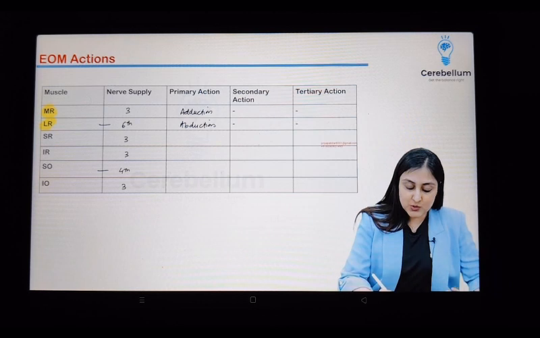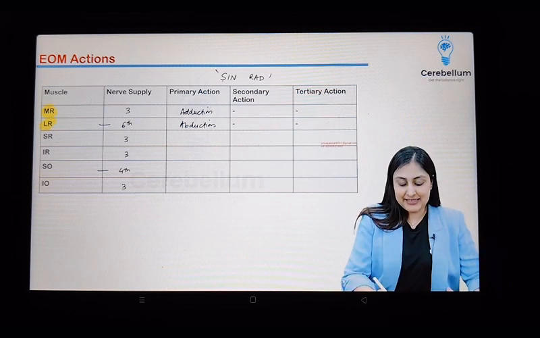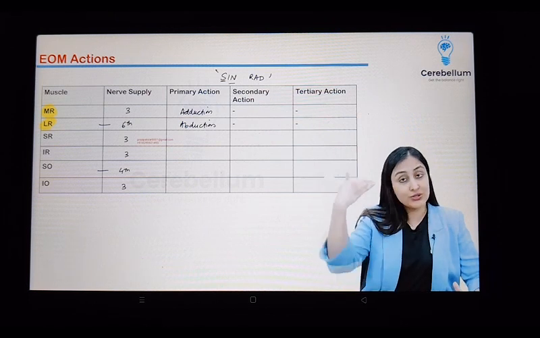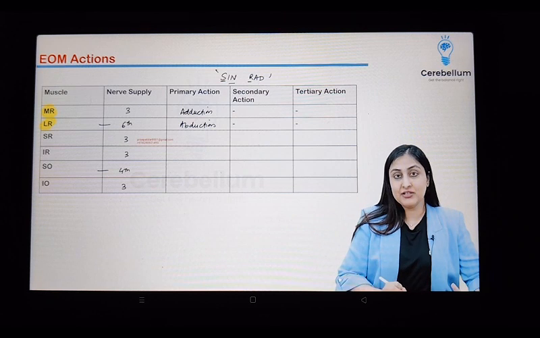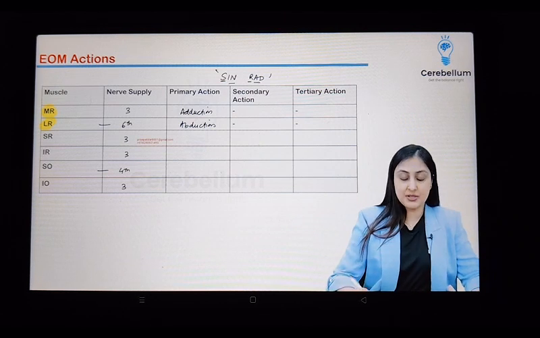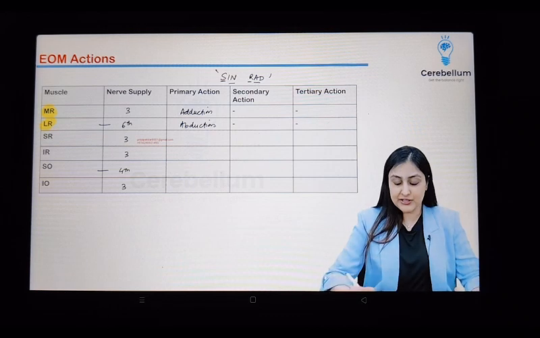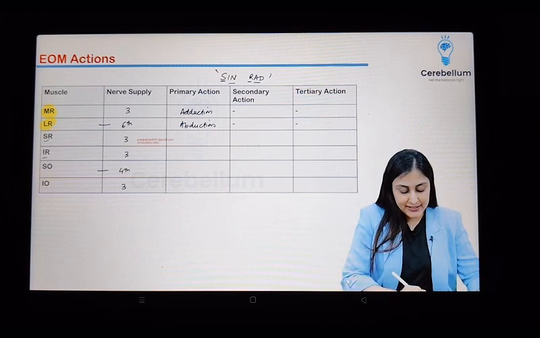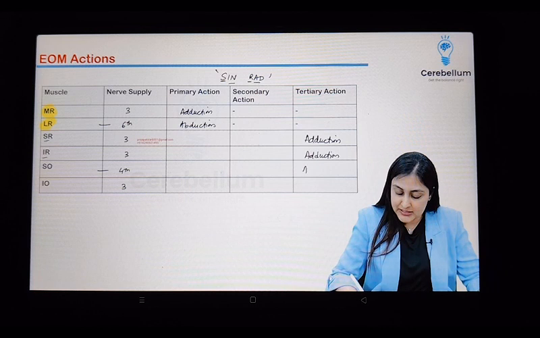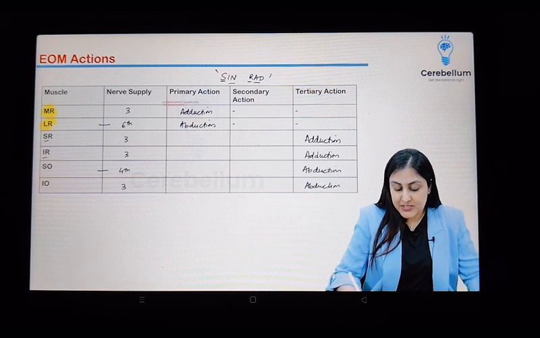So here, one mnemonic which will help you is SIN, RAD. Anything which has S in it, superior in it, is going to intort, intorsion, rolling of the eyeball inwards, and any word which has recti is going to adduct. So these are going to be the tertiary actions, alright. So adduction, abduction, because MR, LR are taking care of it, they're only going to be tertiary. So can I just write that? Both of these recti, RAD, so these are adductors, adduction is the tertiary action, whereas both the obliques are going to be abductors, alright. So this is sorted already. So one step is done.